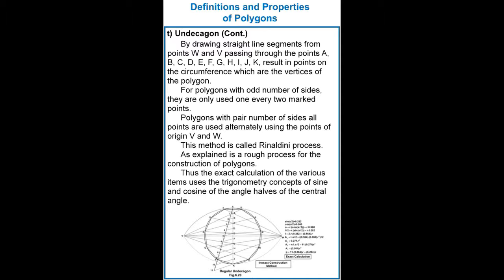As already explained, this is an approximate process for the construction of polygons with an odd number of sides. Thus, the exact calculation of the various entities of the polygon requires the use of the sine and cosine values of half of the value of the central angle. The exact calculations are shown on the right side of the figure.